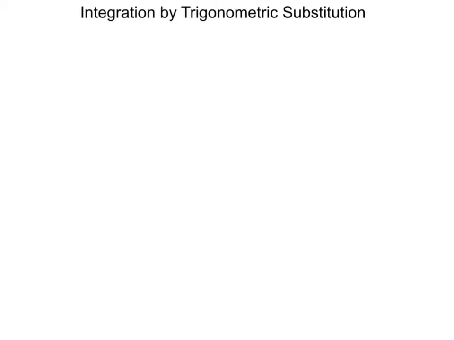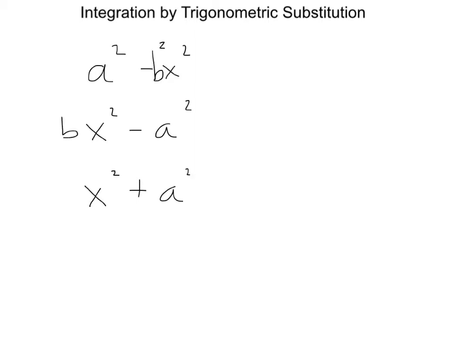And the answer is that there are 3 different cases, and they all have to do with a very specific type of binomial, right? If you're ever working with a sum or difference of squares. So if you ever have a constant squared minus x squared, or x squared minus a constant squared, or x squared plus a constant squared. And the variable could even have a constant stuck to it as well.